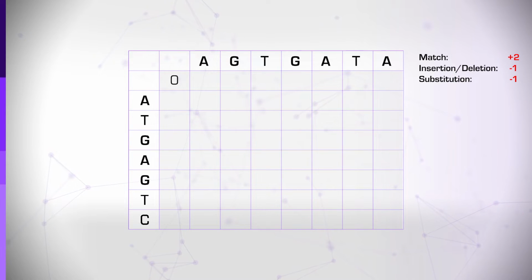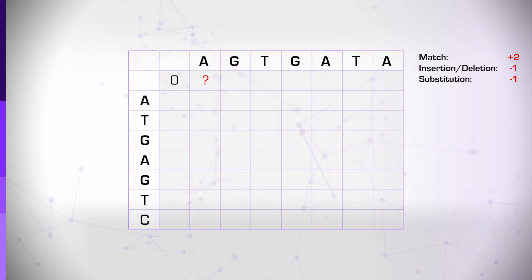In this example, we will assign a score of +2 for a match and a cost of -1 for all types of mismatches or mutations, including insertions, deletions, and substitutions. The algorithm may be easily modified to assign different costs to different types of mutations or different amino acid substitutions, as we will describe later. First, we fill the 0th row and column.